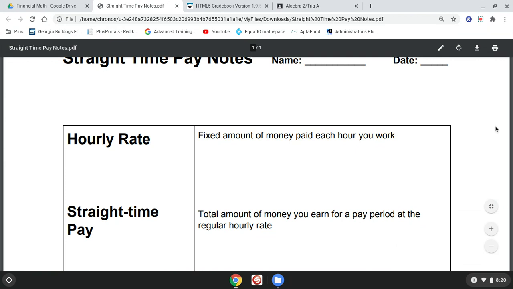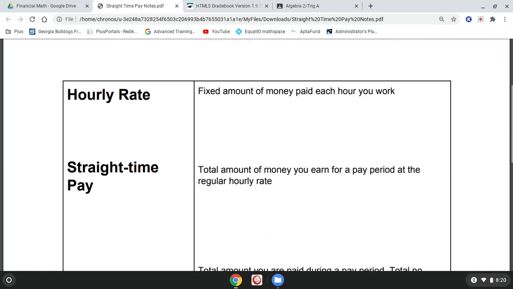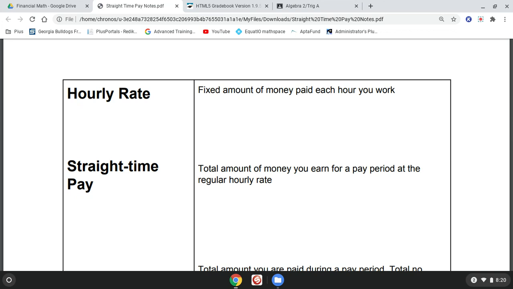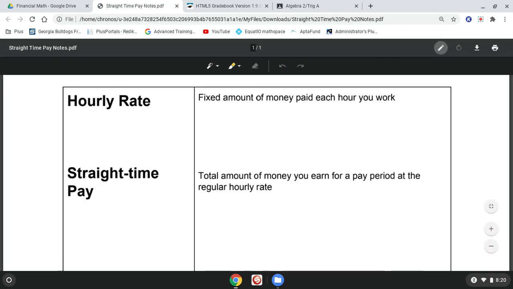Alright, this should be a fairly quick video. We're just going to talk about straight time pay. So that's going to be the next thing we get into. And we're going to go through this a little bit slower. We're going to take this step by step. So first of all, these are just the notes. And then I'll do a few examples.